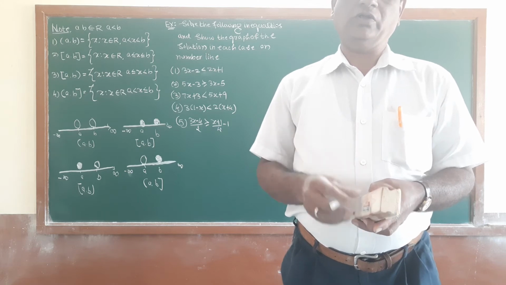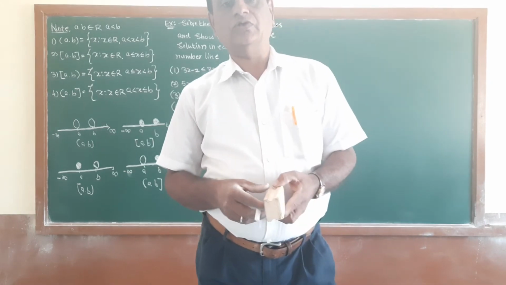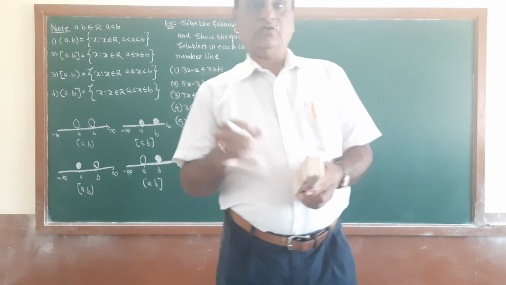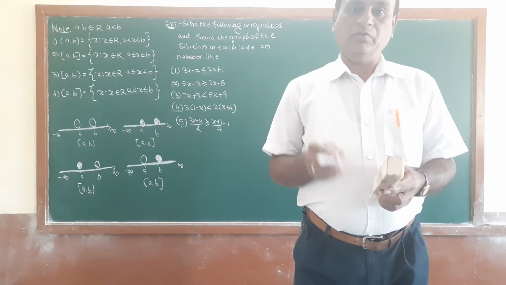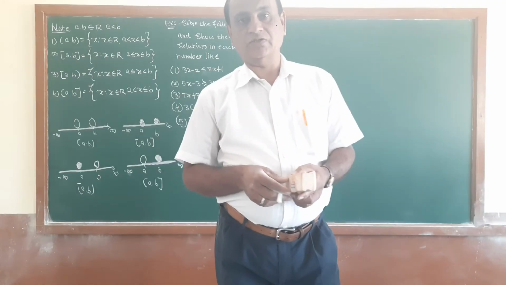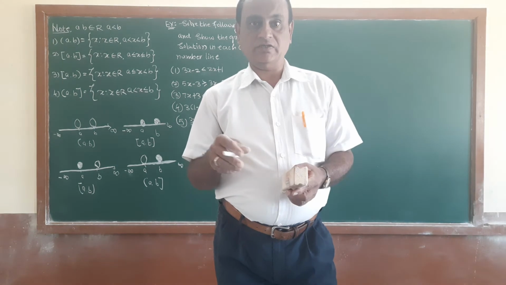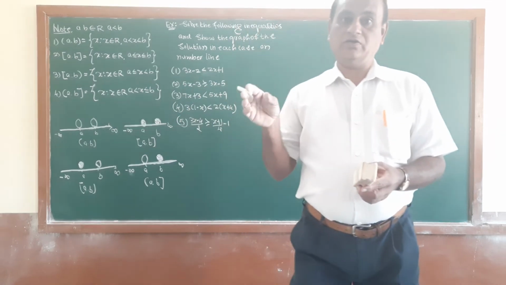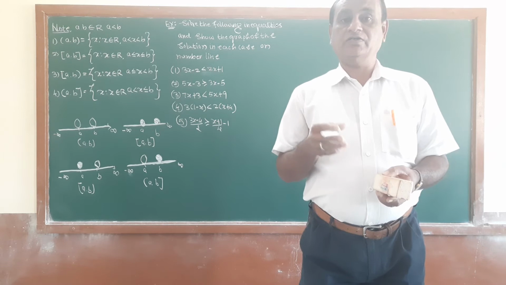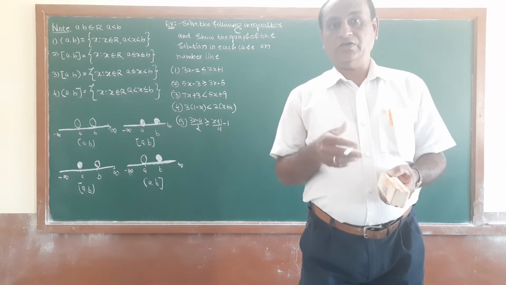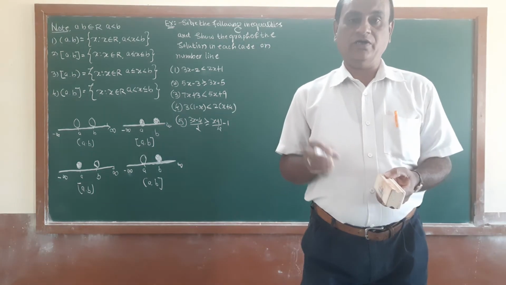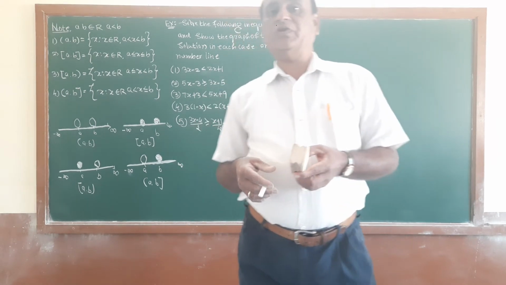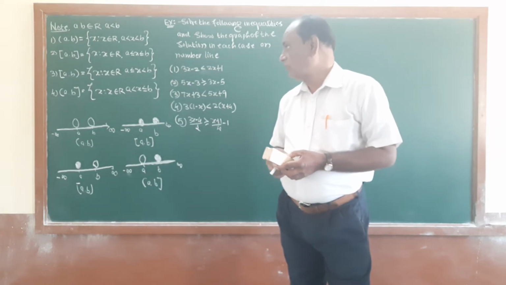Problem will depend on how to solve the equation, then you have to write the solution set. So how to write the solution set depends on the four conditions. If x is less than a, the open interval is minus infinity to a. If x is less than or equal to a, the half open interval is minus infinity to a, closed at a. If x is greater than a, the open interval is a to infinity. Similarly, x is greater than or equal to a.